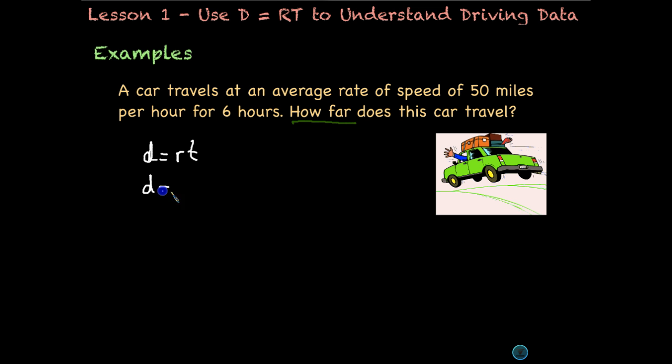So to find the distance, we take our rate, which is 50 miles per hour, and we multiply it by our time, which is 6 hours. This gives us a total distance of 300 miles. And I know it's miles because we were using miles when we were looking at our rate. This is miles per hour. So we've gone a total distance of 300 miles.